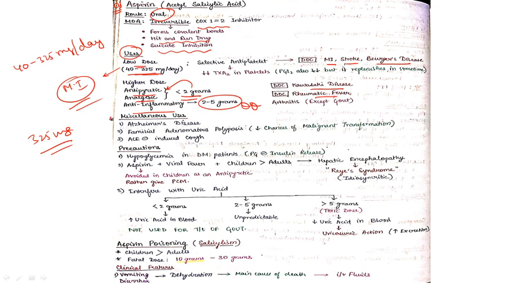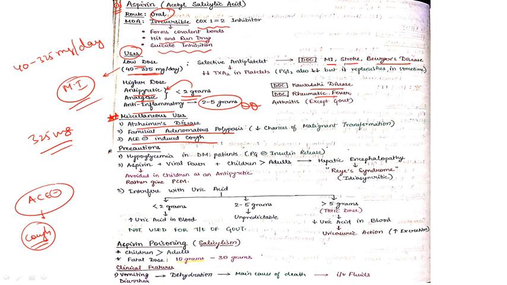Now, what are the miscellaneous uses of aspirin? It can be used in case of Alzheimer's disease, familial adenomatous polyposis, and it is also used in ACE inhibitor induced cough. We know that ACE inhibitor has a side effect, that is cough, because of the increased amount of bradykinin. So for controlling that ACE inhibitor induced cough, we can give aspirin.